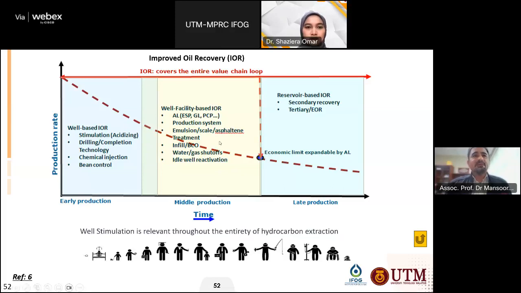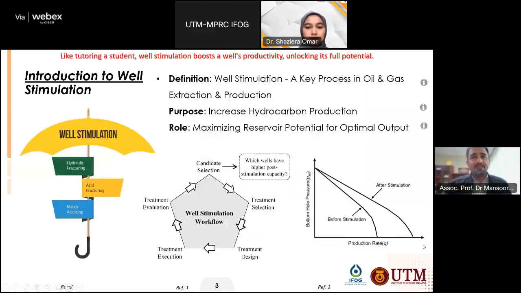As you can see, this is a plot showing the production rate and time, and in each production phase, of course, we need well stimulation to increase the production, depending on the presence of damage. So it's relevant through the entire hydrocarbon extraction process.